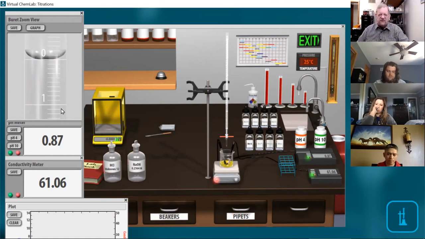You're gonna do it twice. Whenever you do a titration in a lab, you always do it in duplicate to make sure your first run was accurate because it should be the same as your second run. And that's today's lab.